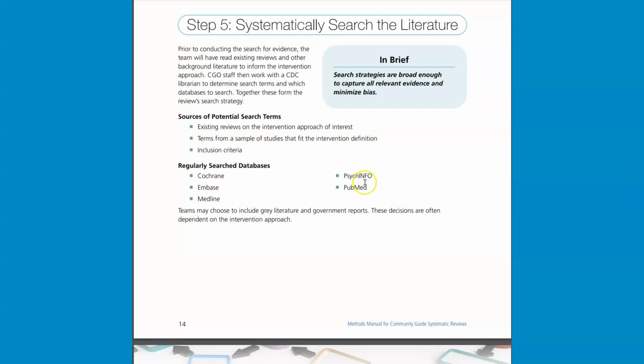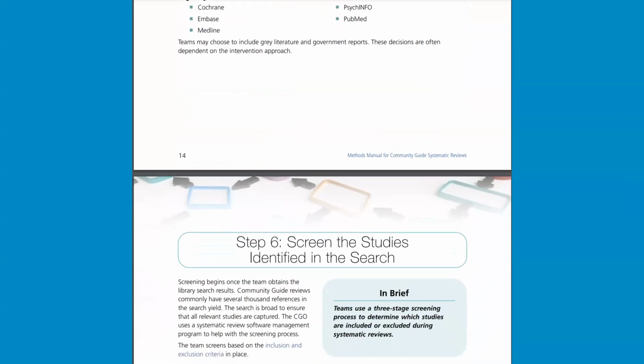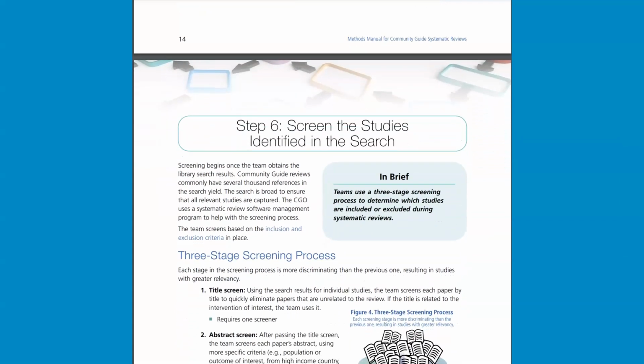So here are the 5 main search databases. This is not all-inclusive, but CINAHL is actually a nursing database that I use as well, in addition to this. But Cochrane, Embase, Medline, PsycInfo, PubMed are very inclusive and extensive databases to be searching. So that's step 5, a lot shorter than step 4.